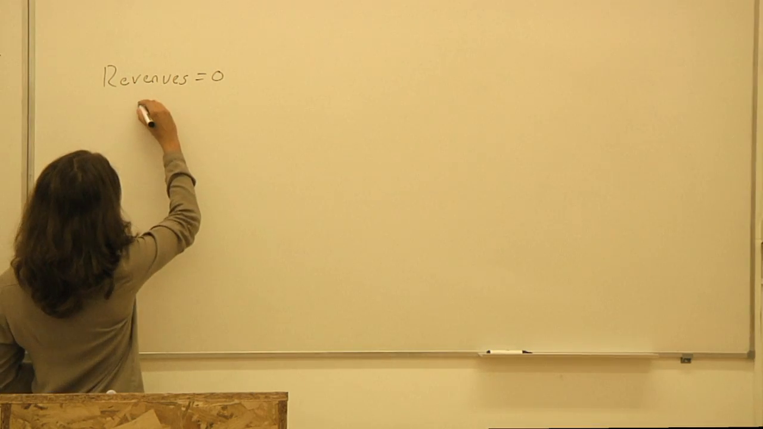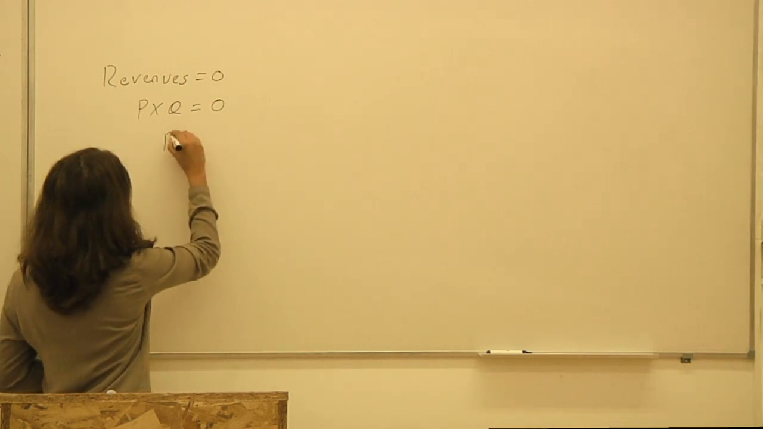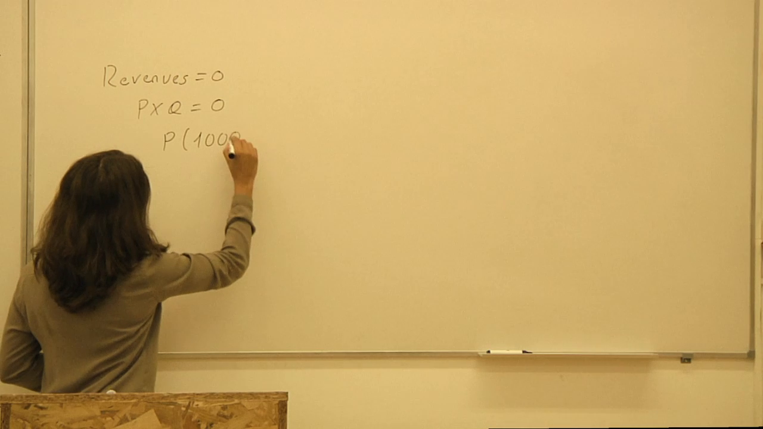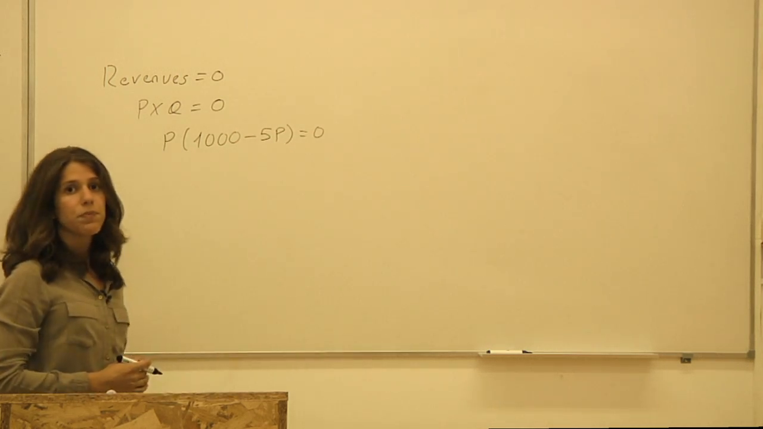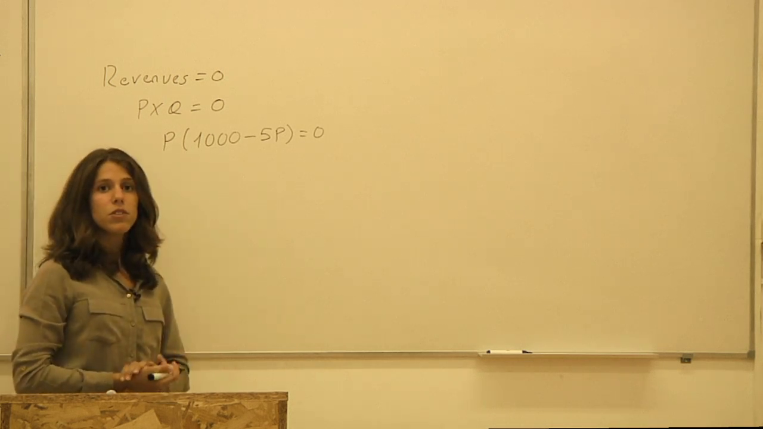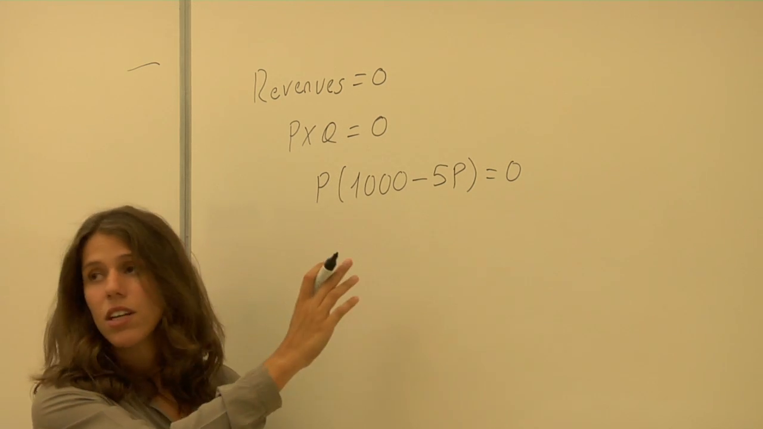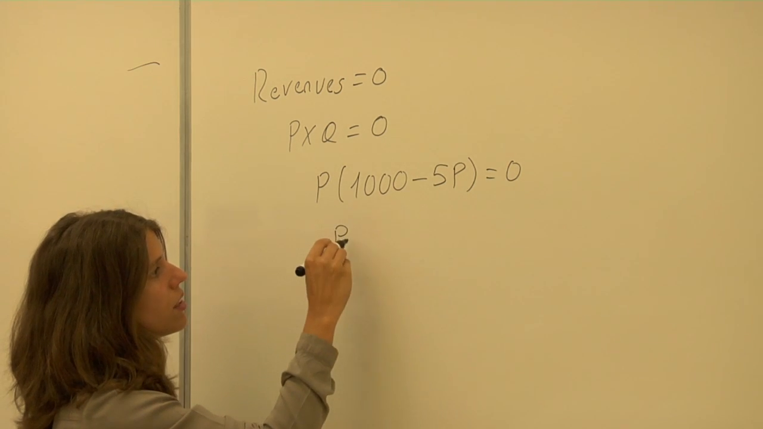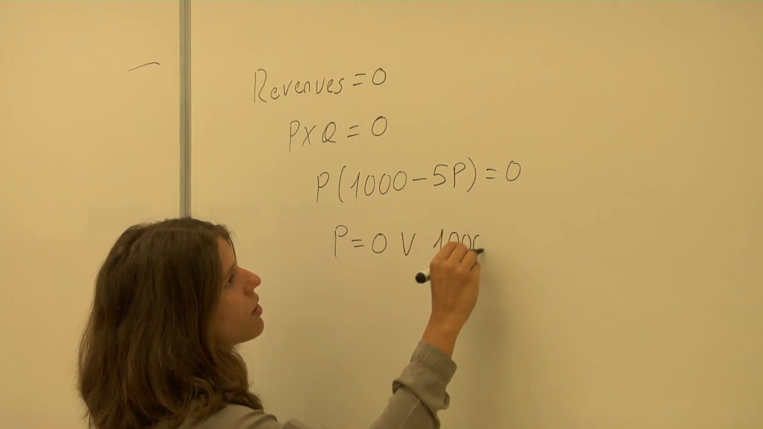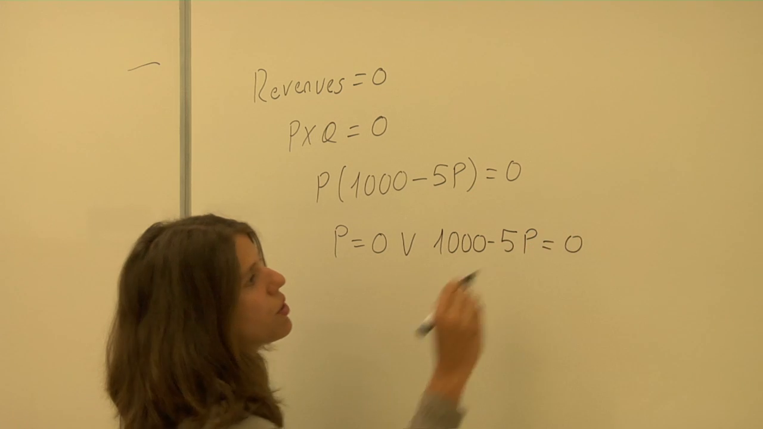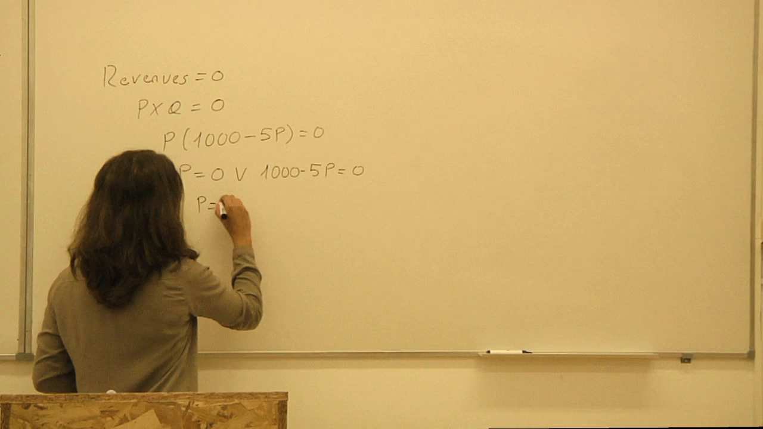So remember that the revenues is equal to P times Q, where Q is the demand function that was written as 1000 minus 5P. In this case, it is very simple to solve this equation because in order to have this multiplication equal to 0, either P is equal to 0 or this expression is equal to 0. And to solve this linear equation is once again very simple.